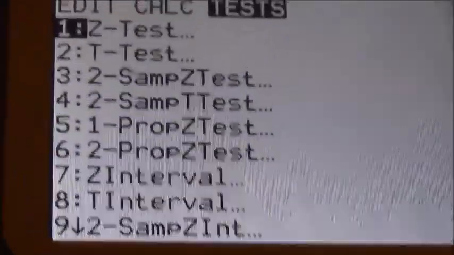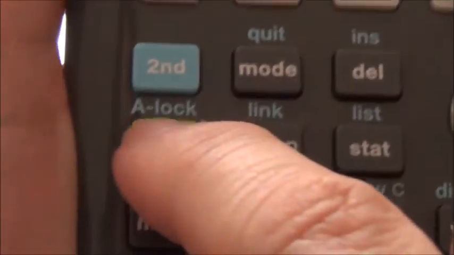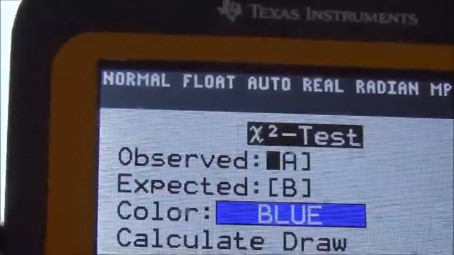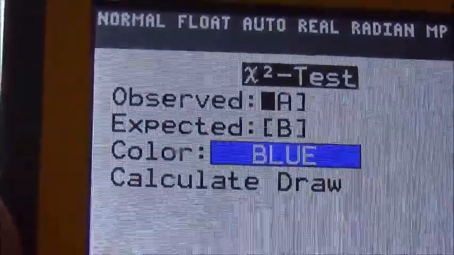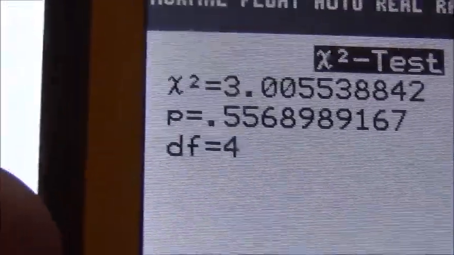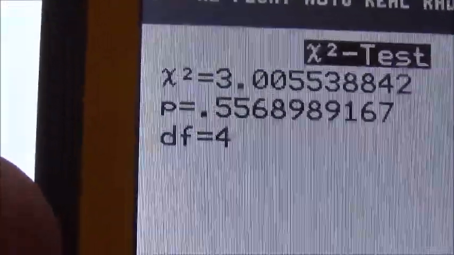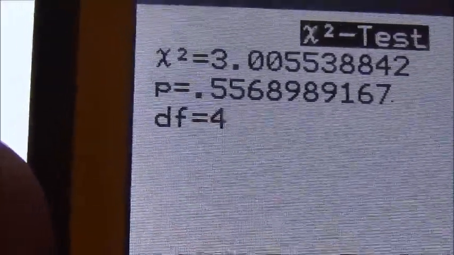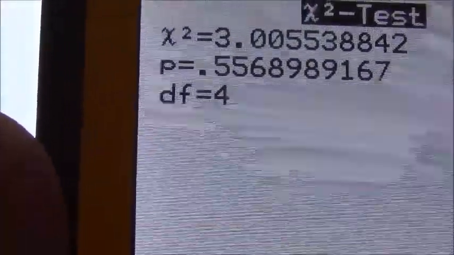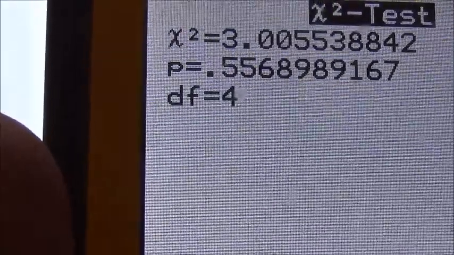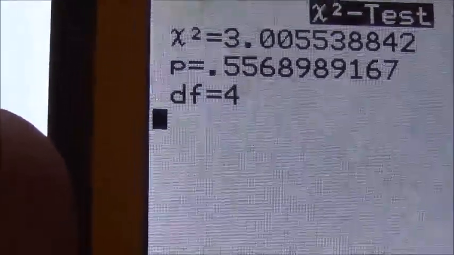And so I am going to hit Stat, go over to Tests, and do C. So I can do alpha and hit the program button, and it will pop me down to that chi-squared test. Observed A, we're going to put the expected in B. We're going to go ahead and calculate. So on this one, your test statistic, chi-squared, 3.01, p-value 0.557. Degree of freedom in this problem is going to be 4.